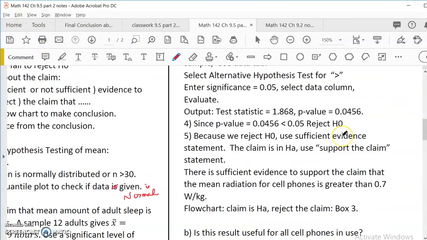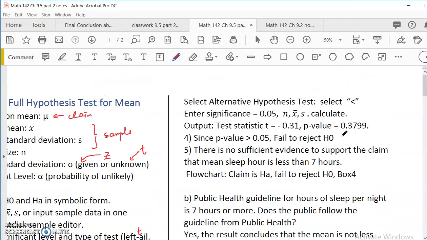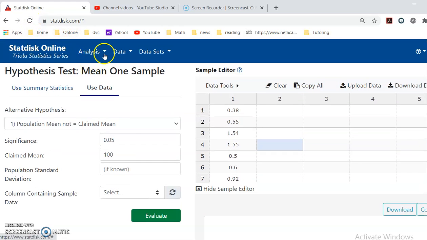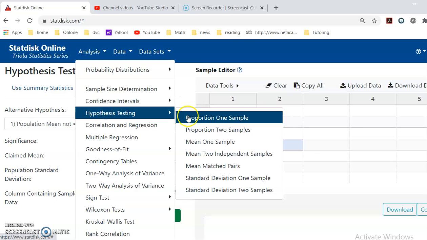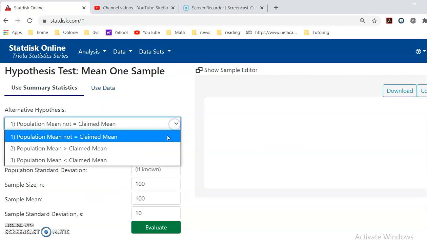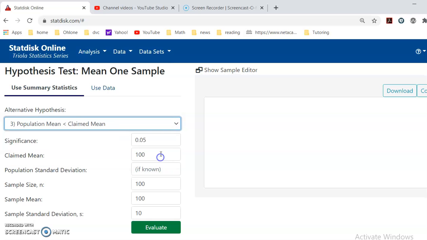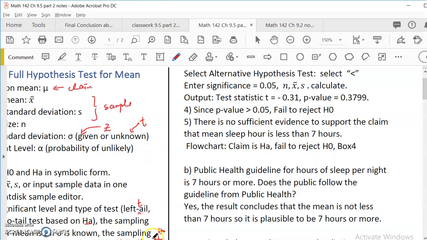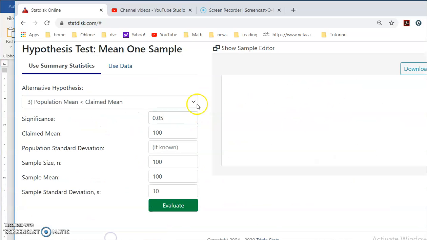So let's go over on this side and use the software here. Maybe I'll start from the beginning. I'll say it should be analysis, hypothesis test, sample, mean, one sample, and we are doing a less than. Is it a less than? Yes, we're doing less than 7. The significance is 0.05? Yeah, 0.05. Our claim mean is less than 7.